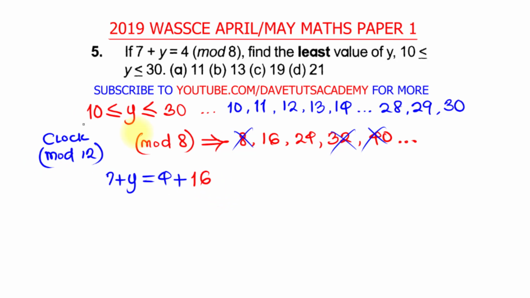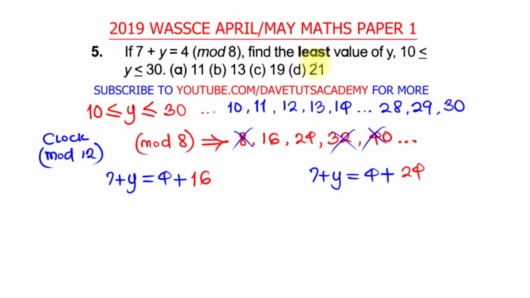Or if that is not the case, the other case is for us to say we have 7 plus y is equal to 4 plus the multiple of 8. And what is that next multiple of 8 that we have? It is 24. So either of these is going to give us our answer.